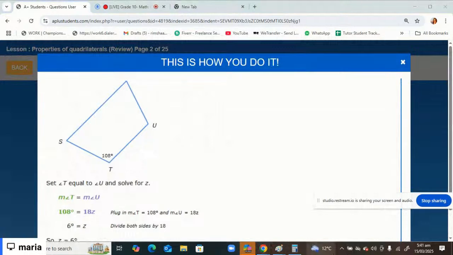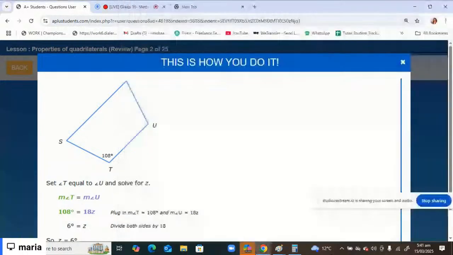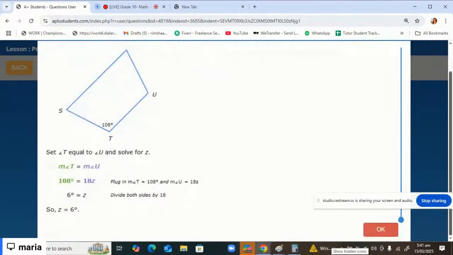What is the angle T? This is 108. And what is the measure of angle U? That is given, which is given as 18Z. Just dividing 18 over 108. When we divide, we can find our answer. Here is multiply and here it's dividing. And then just the same thing, we are going to equate it, and then just find it out all the way.